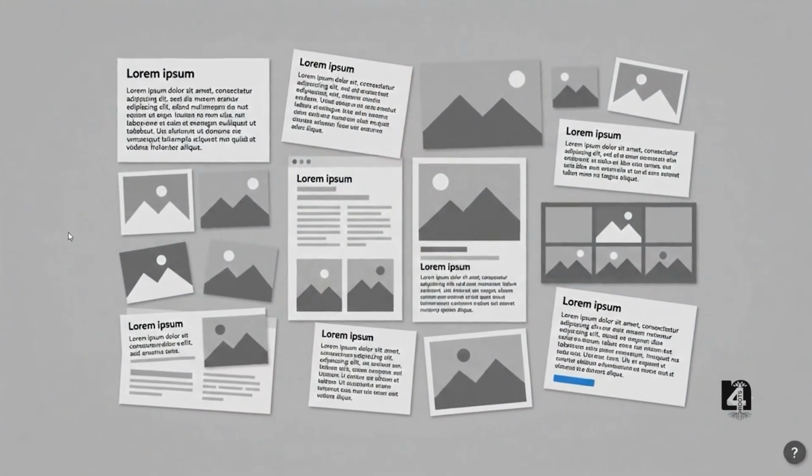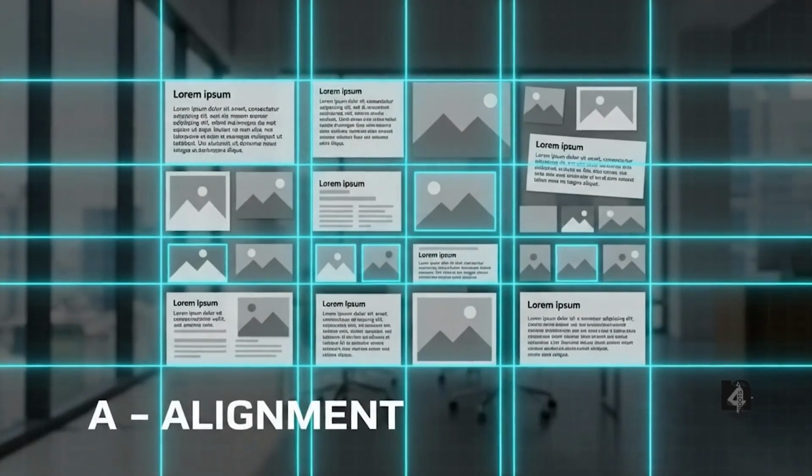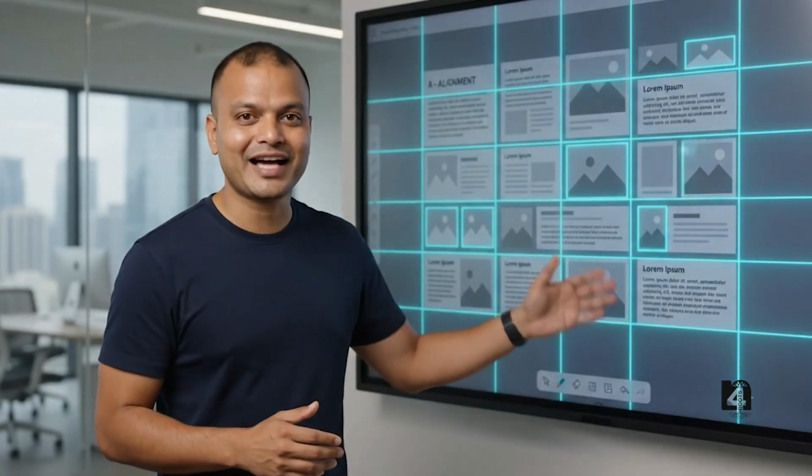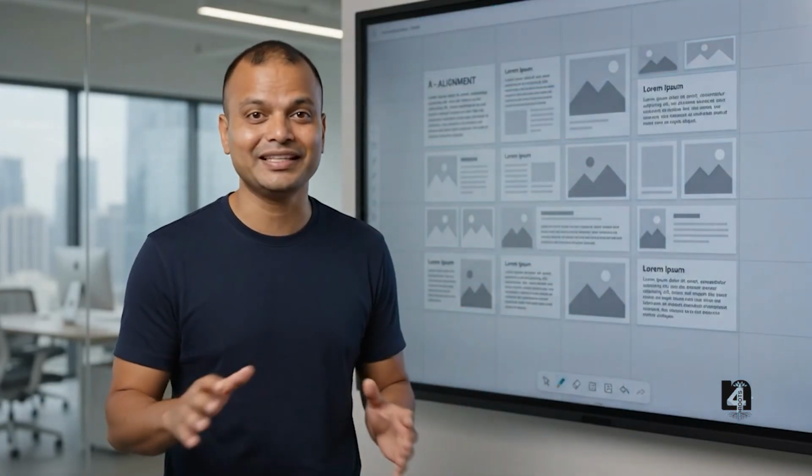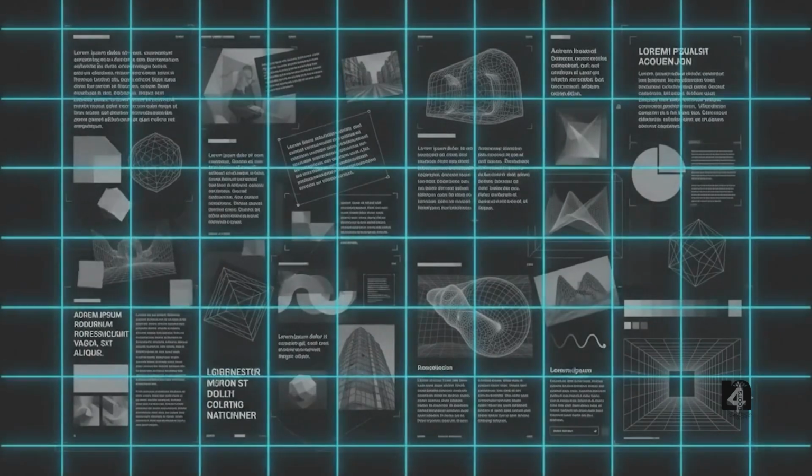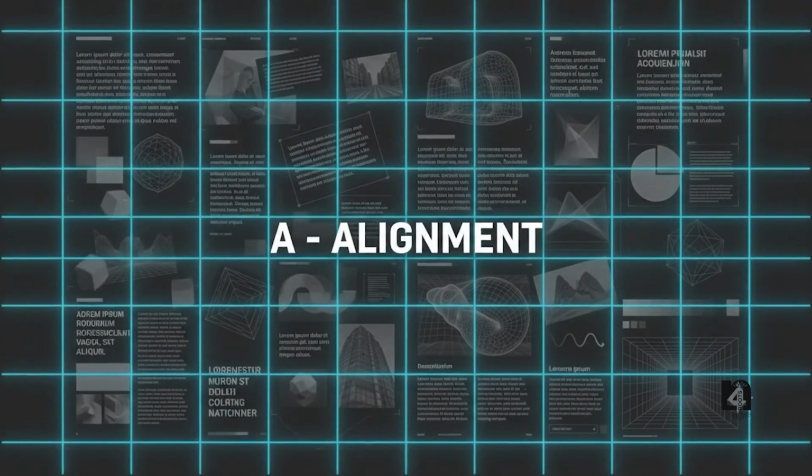Rule number 3, alignment. Every single element on your page must have an intentional visual connection to something else. Never, ever place text or images onto a blank canvas completely at random. Use strong, invisible alignment lines to lock your pieces together.